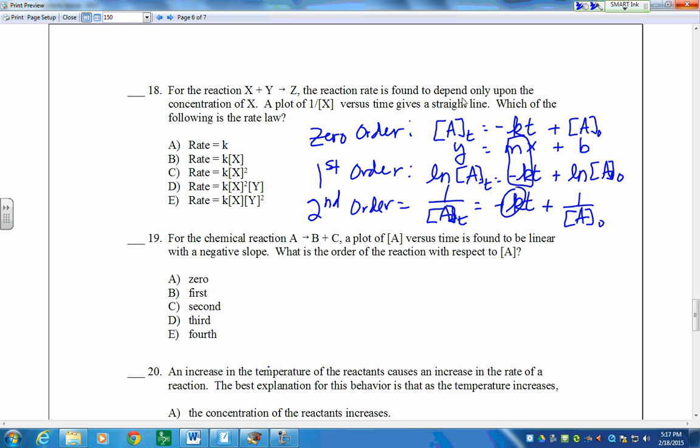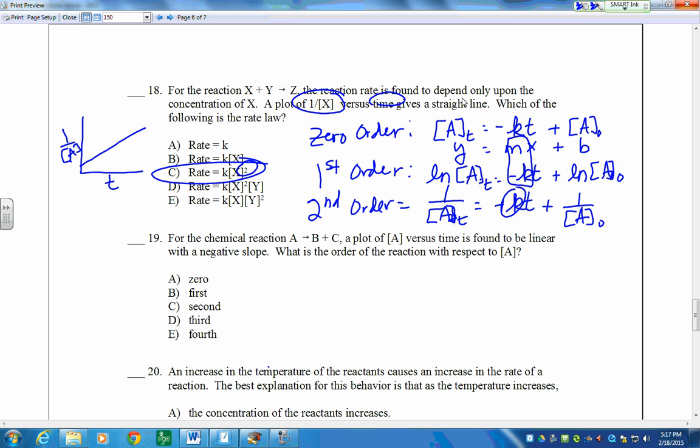All right, so here's the deal. It says that the plot is linear when you plot the reciprocal of x versus time. And remember, we title graphs y versus x. So what order is it when this is the linear graph? It's second order when that's the linear graph. Order means exponent. So this answer is C.